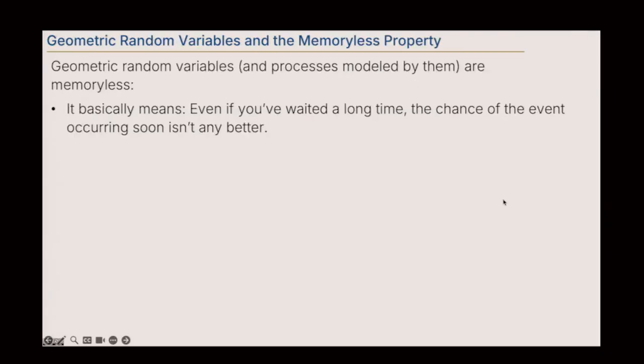So geometric random variables have this nice property that they're memoryless. It basically means even if you've waited a long time, the chance of the event occurring soon isn't any better. This is the rebuttal of the gambler's fallacy. Who knows what the gambler's fallacy is?